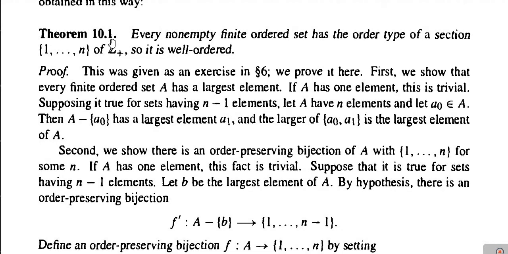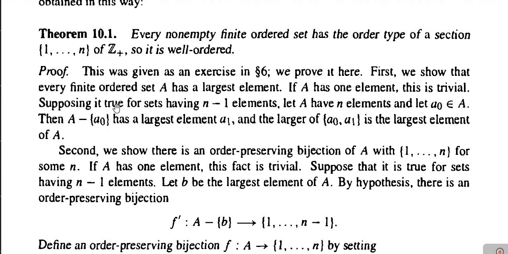Now we'll prove theorem number 10.1. The statement of this theorem is: every non-empty finite ordered set has the order type of a section 1 up to n of Z plus, and therefore it is well ordered. So what we have to show is that every non-empty finite ordered set is of the order type of a section 1, 2, 3 up to n of Z plus, and therefore it is well ordered. This we are going to prove here. So let us prove this. First of all, we observe that every finite ordered set A has a largest element.